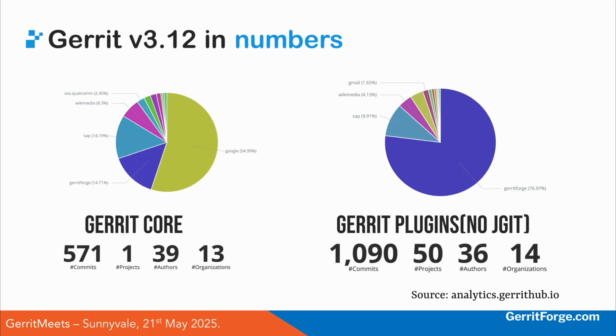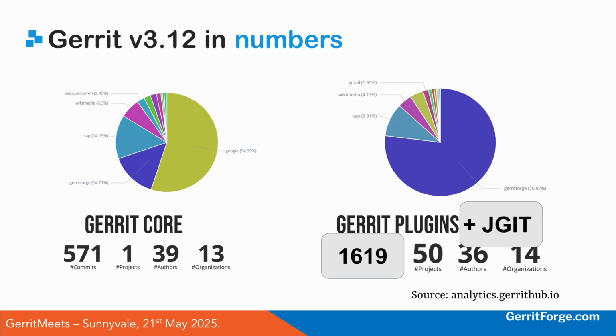And then SAP, Wikimedia contributing a lot. A few guys from Gmail, I might want to dig into what the 1.65% is, but we'll see. But a lot of commits: 1,090 commits. That's a lot. If we include JGit in this graph, we now reach 1,600 commits in the plugin ecosystem, which I believe is very much a lot.